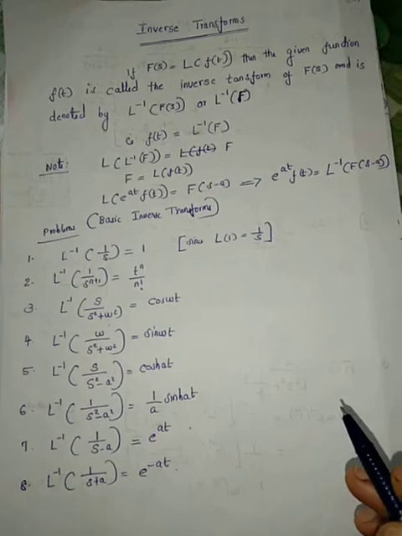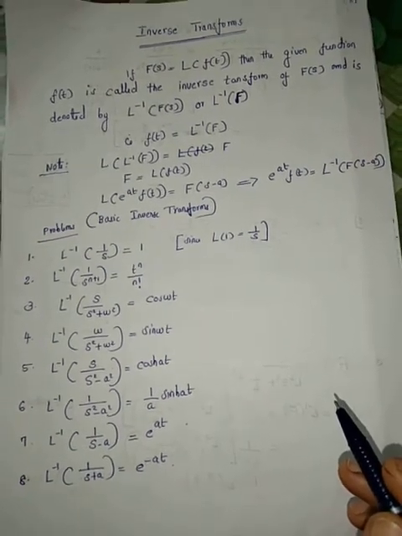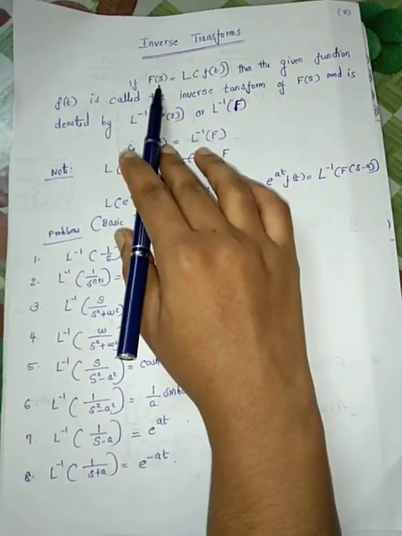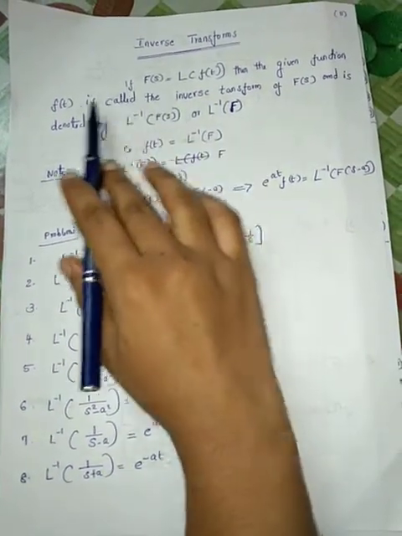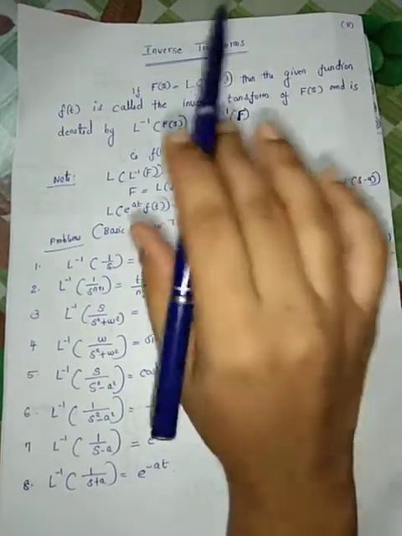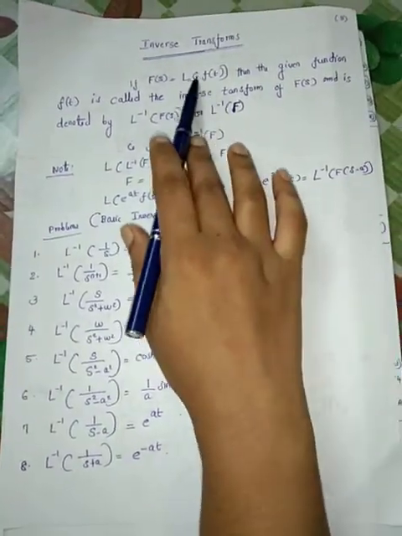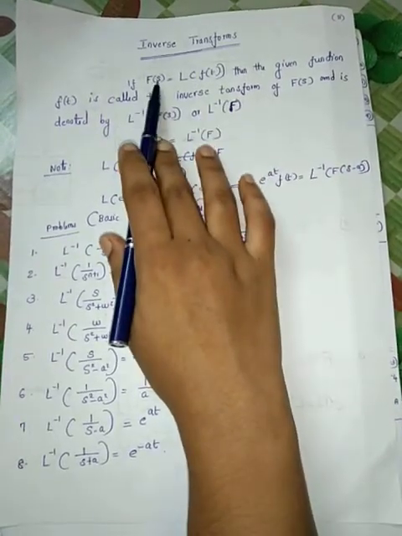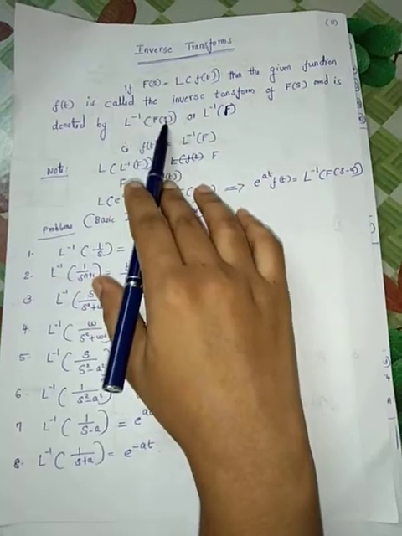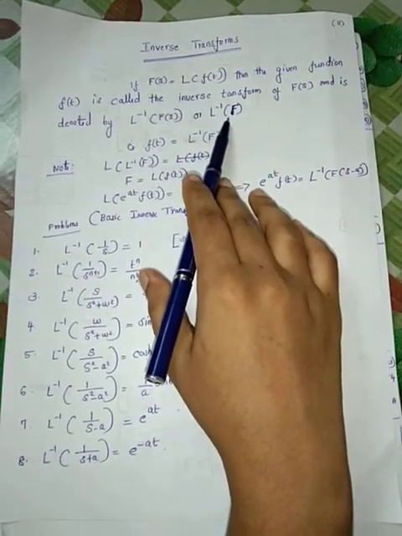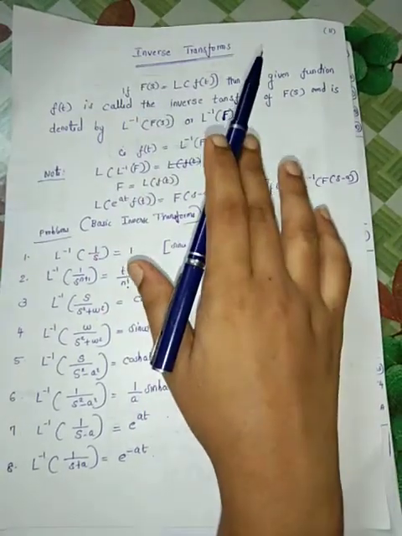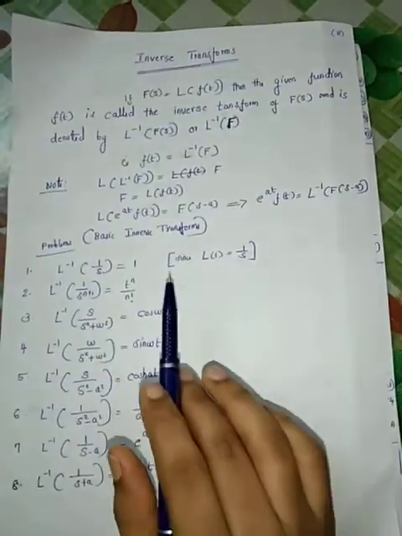In this session, we will discuss inverse transforms. We know that if L of f of t equal to F of s, then the given function f of t is called the inverse transform of F of s. That is, if L of f of t is equal to F of s, then L inverse of F of s is f of t. So, the inverse transform of F of s is f of t, the given function.